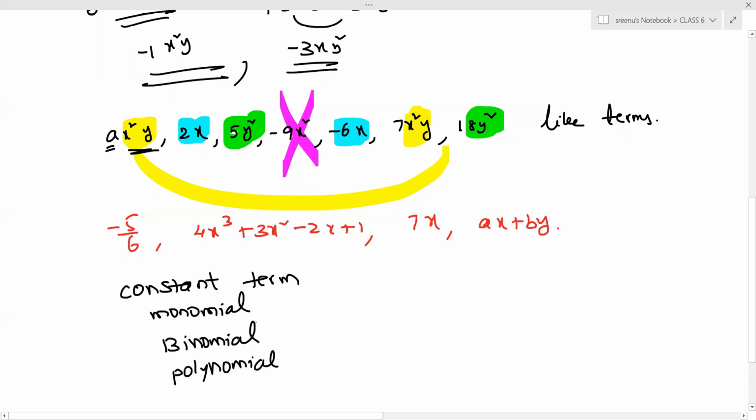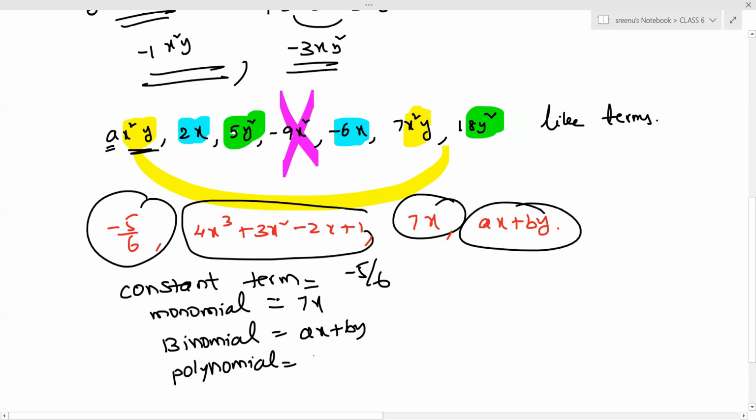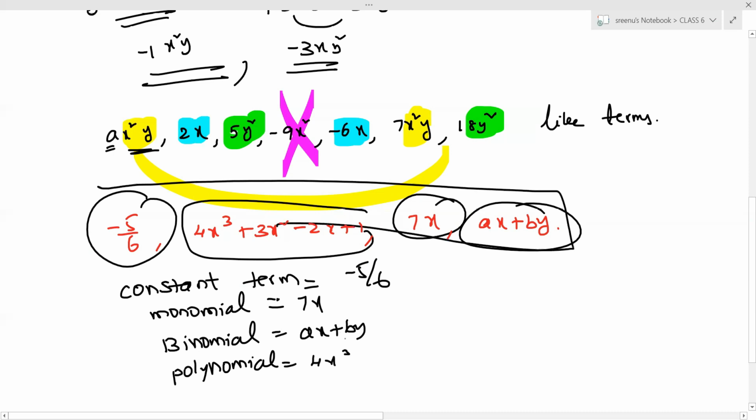Okay. So first, constant term. Constant term is no variable, like minus 5 by 6. Monomial, single term. Binomial, two terms, ax plus by. And polynomial, so more than that. Everything is polynomial here, so we can say all these are polynomials. Multinomial, in the sense we go with. Suppose if I give you A, B, C, D, then A, B, C, D are polynomials. Okay. So this is the clarification we will get.